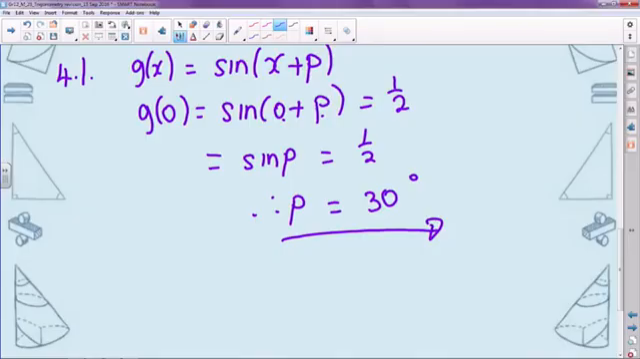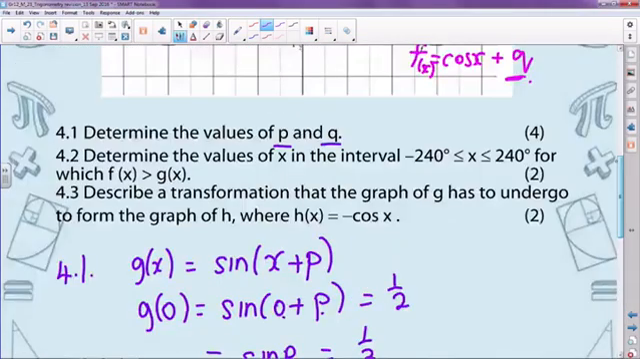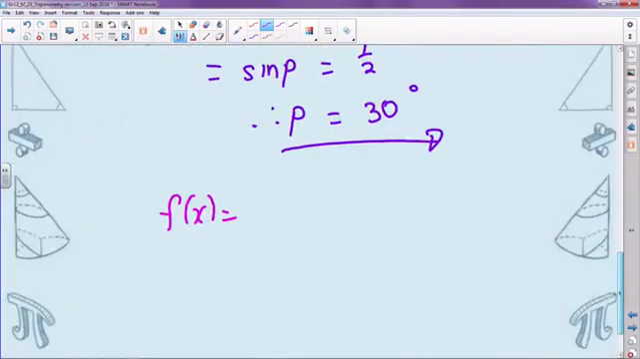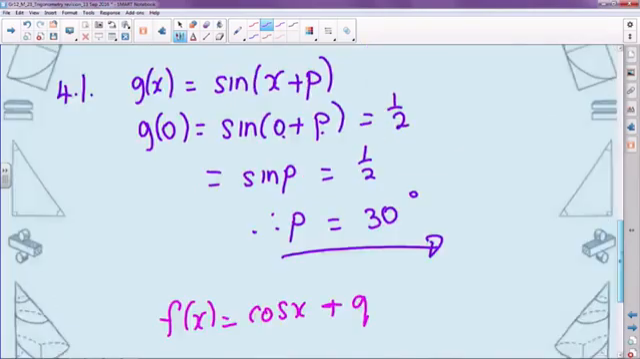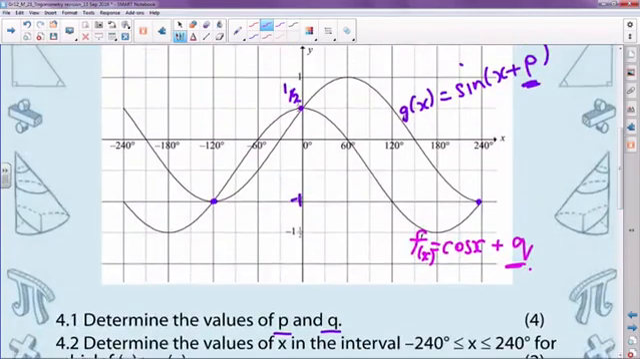Let's have a look now at q. So remember, that's the graph f of x is equal to cos x plus q. You can again use the same point. You can use the 0 and a half, and in fact I'm going to do that. Although you could try and use minus 120 degrees and minus 1.